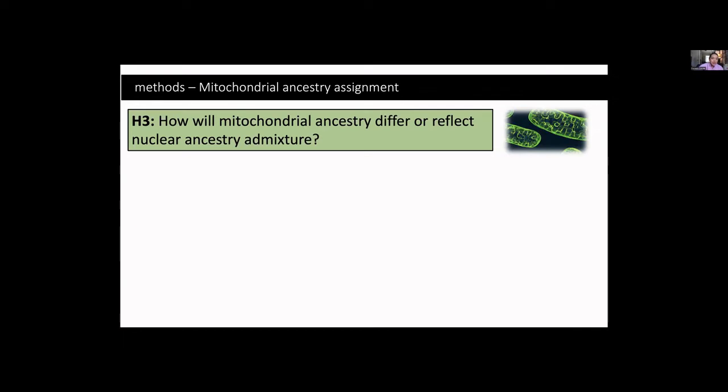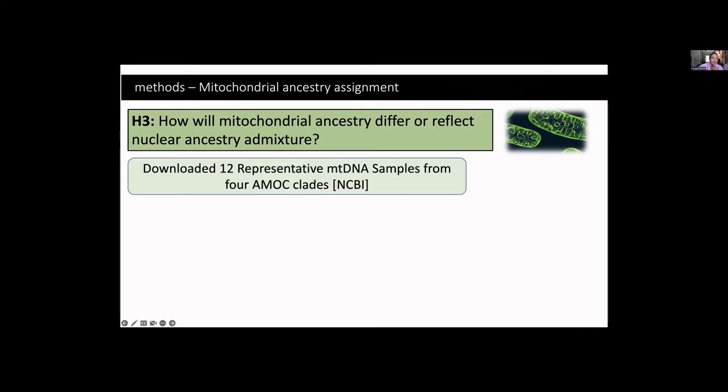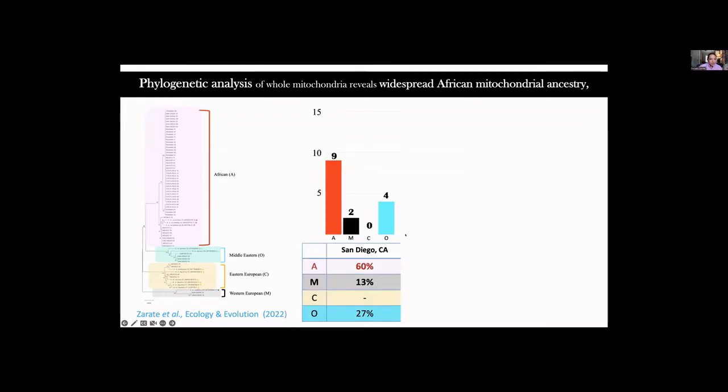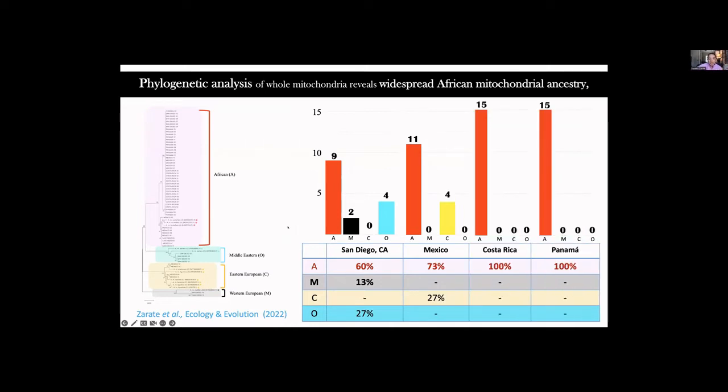And then I grabbed the mitochondrial DNA, and I also downloaded some representative mitochondrial DNA from NCBI and aligned it, created a phylogeny, and this is it. But before you squint at it, I made some bar graphs and some tables for a better visualization. But basically, mitochondrial ancestry, by and far, I would say reflects the nuclear admixture analysis. We have a lot of African mitochondria. 100% of the population in Costa Rica and Panama has African mitochondria, with a little bit less in San Diego and Mexico. And again, in San Diego, we see a little bit more representation from other honeybee clades.